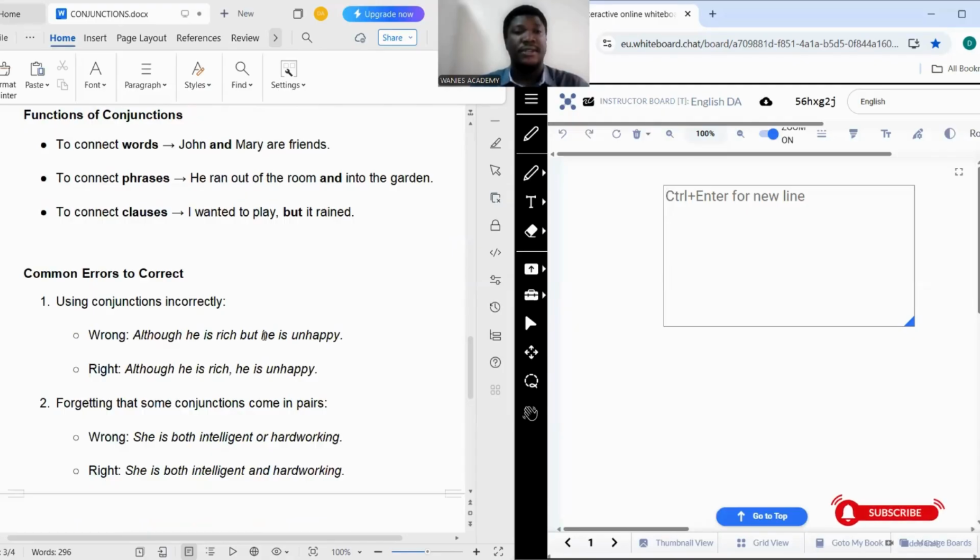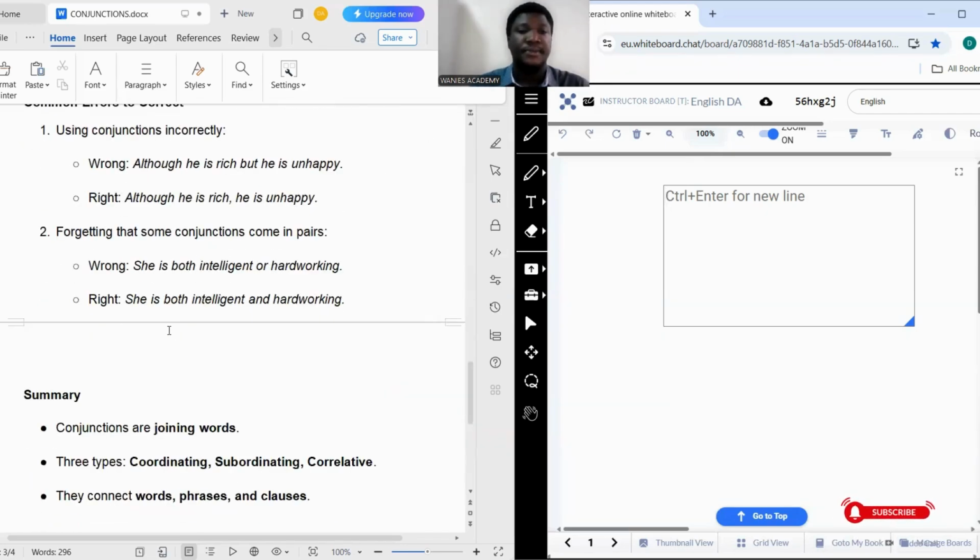Now, there are common errors to correct when using conjunctions. The first is, "Although he is rich, but he is happy." It is also important to know that punctuation helps in using conjunctions. If you use a conjunction where a punctuation mark is supposed to be, that makes the sentence wrong. If you look at this example, "although he is rich, but he is happy," that is not essentially a wrong sentence, but it could be written as, "Although he is rich, he is unhappy." That comma now replaces the conjunction. So it's good to know where to use conjunctions and where not to use conjunctions.